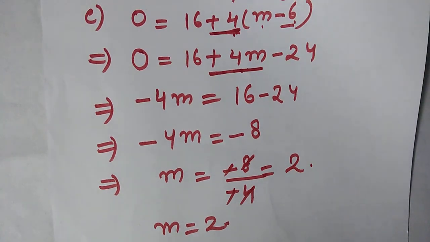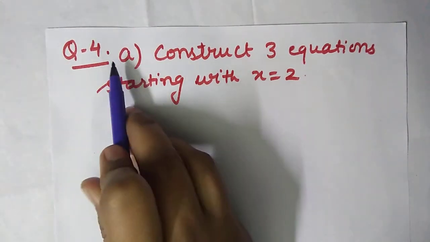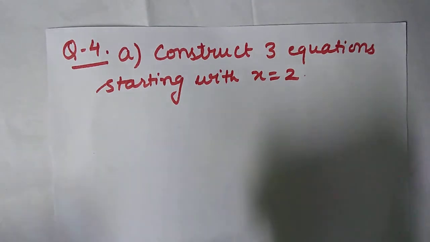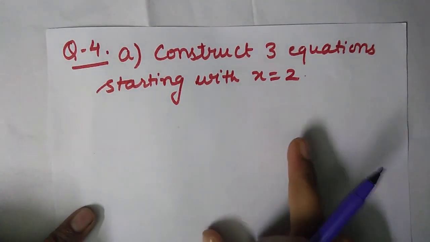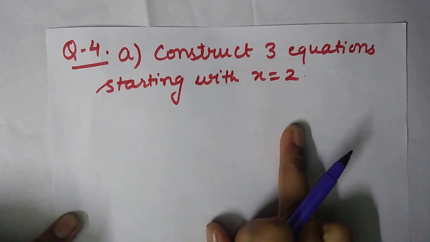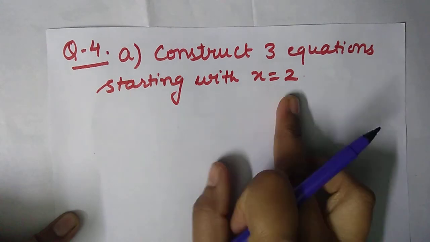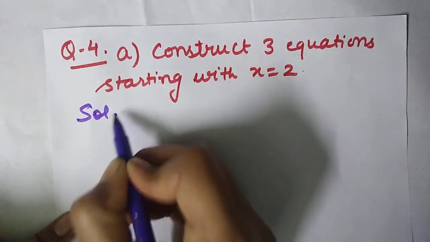Now the last question of the exercise, that is question number 4. Let us discuss that. So students, question number 4, part A is: construct 3 equations starting with x equals 2. It means you have to write 3 equations such that the solution of each equation will be x equal to 2. Let me give you a simple example.